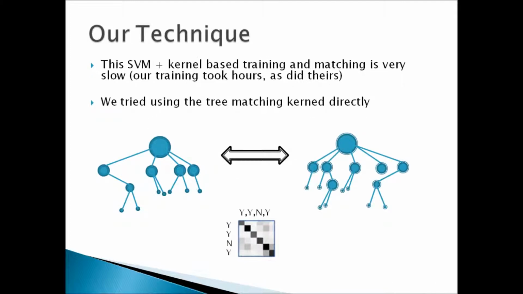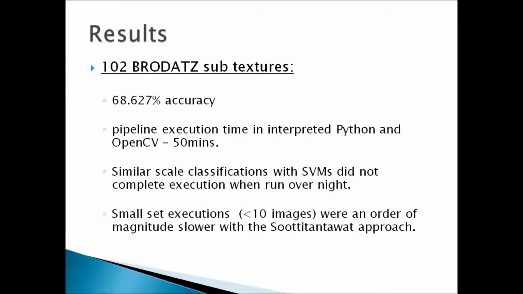We found this process very slow, on the order of hours for training, and so we're using the tree matching kernel directly to compare trees. It went from not completing overnight to running in minutes, but the accuracy went way down. The results are reasonable given how much faster it runs and our target use. We're looking at anomaly detection in sonograms.